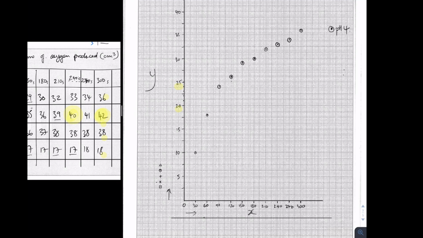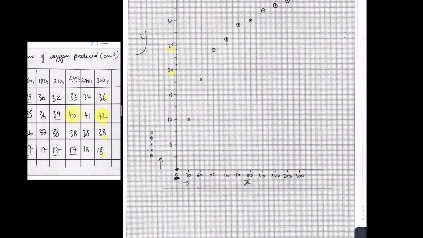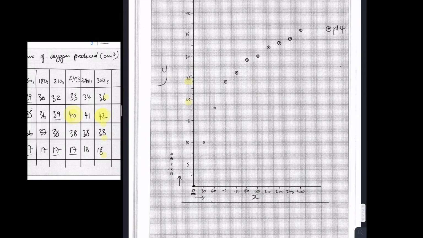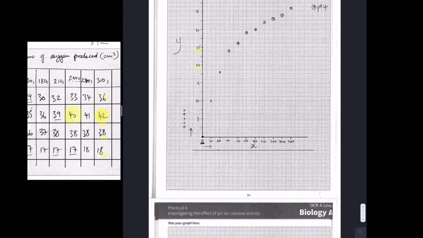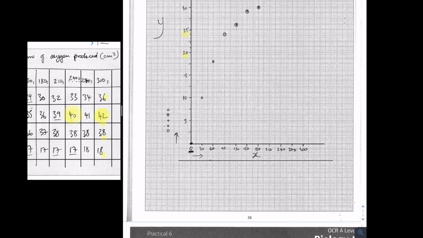Okay, that must go through point zero. It must go through point zero, right there. It must generally fit the points, but the key point here is it has to have the shape of an enzyme-catalyzed reaction, which always invariably looks like that.